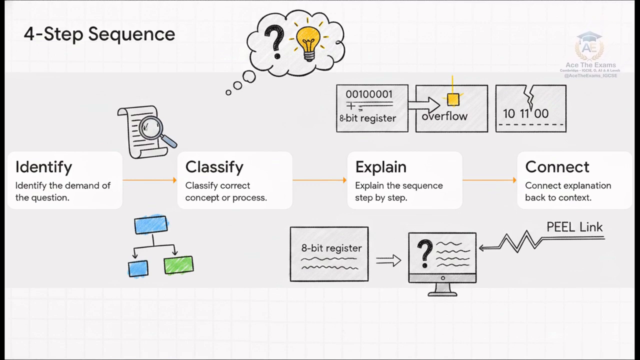Step 3, explain the sequence step by step. Don't rush to the end. First, the mathematical addition happens. Then, the 9th bit is generated. Then, the physical hardware cannot accommodate it, so the bit is lost. Then, the remaining data is corrupted.